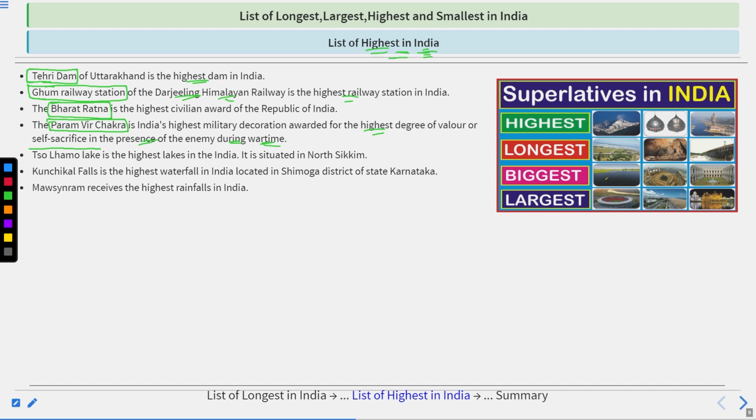Tso Lhamo Lake, the highest lake in India, lies in North Sikkim. Kunchikal Falls, the highest waterfall in India, lies in the Shimoga district of Karnataka. Mawsynram, a place in Meghalaya, receives the highest rainfall in India. Okay.